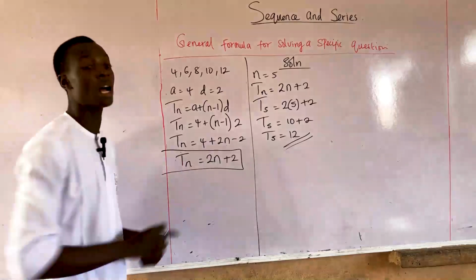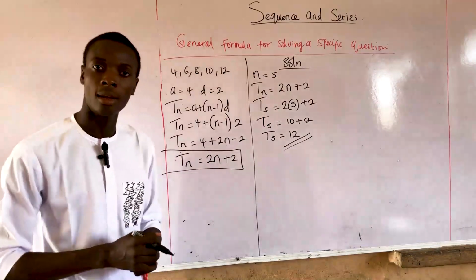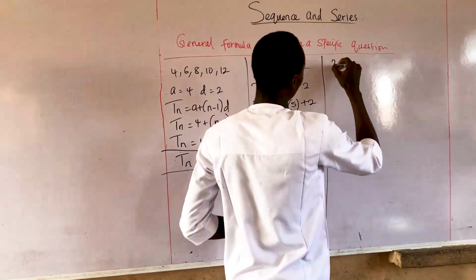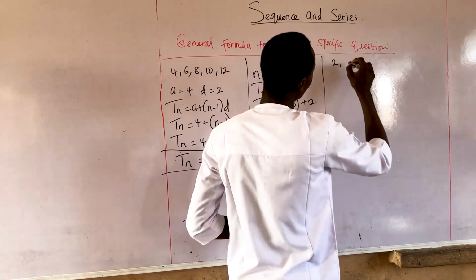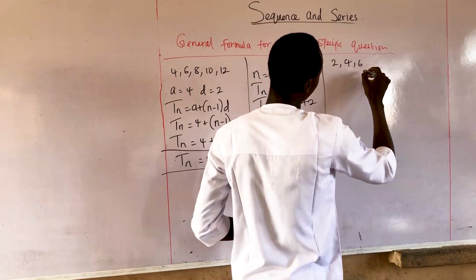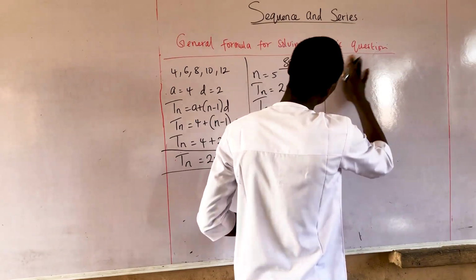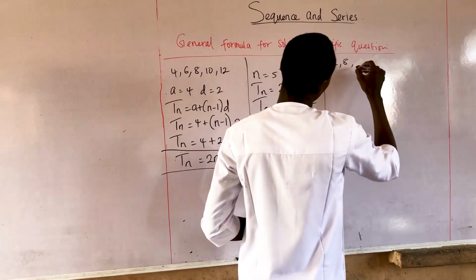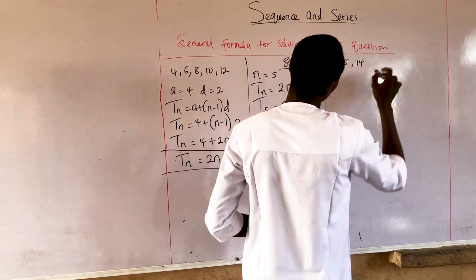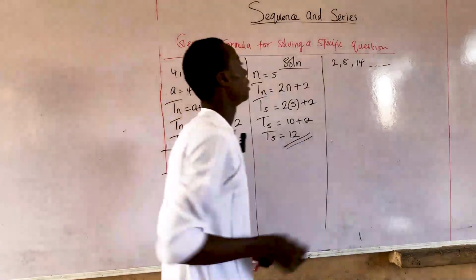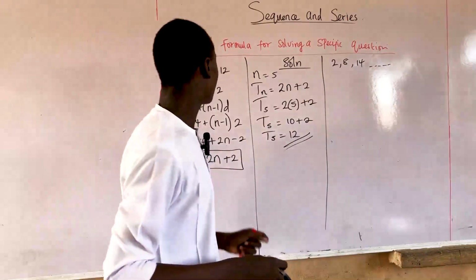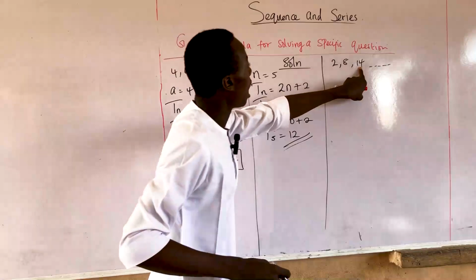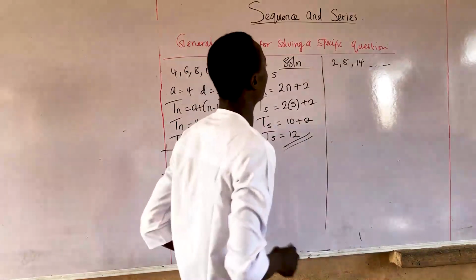If you take this formula to go and solve another question, you may not get the answer. Let me prove it so you can see. Let's say you have another question here. You have 2, 8, 14, then dash, dash, dash. We want to use this general formula for a specific question to solve for the third term here. Our third term here is 14. Let's see, maybe we get the same answer.